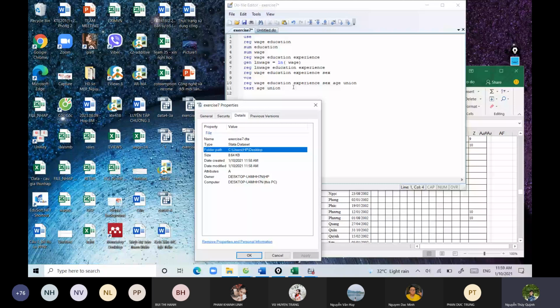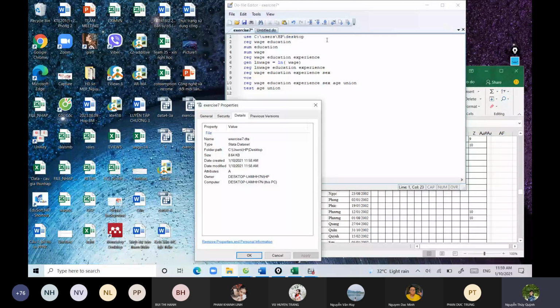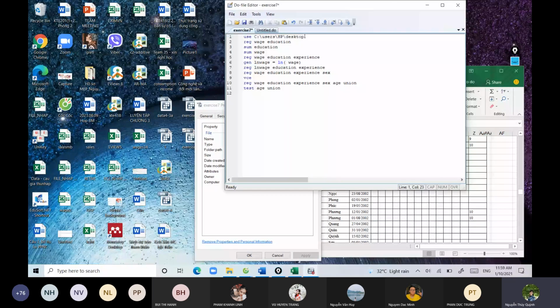C, user, HP, desktop. Is it? User HP desktop, right? And the name of it, exercise 7. Okay, now I will copy all.